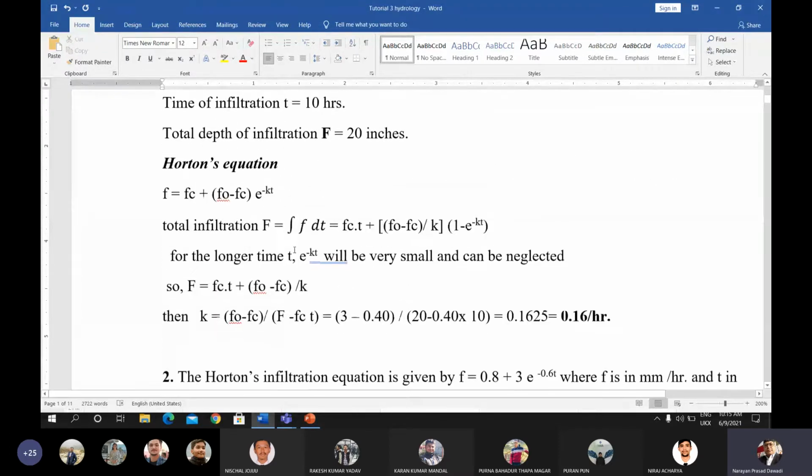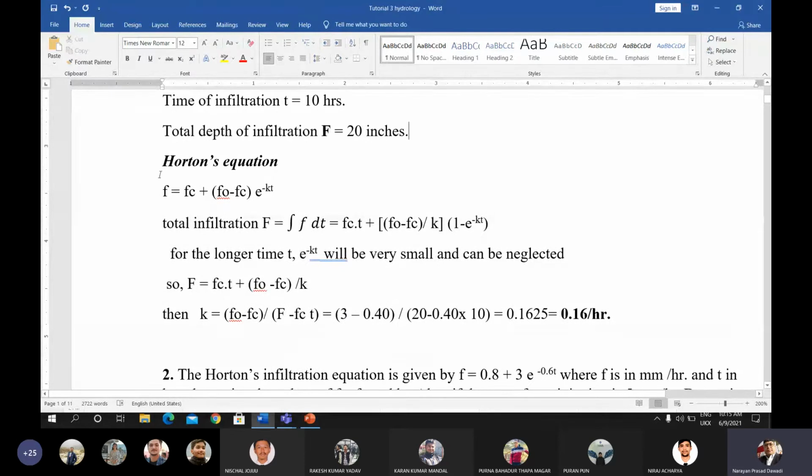Now, look at Horton's equation. The rate of infiltration f is equal to fc plus f naught minus fc e power minus kt. This is the basic equation of Horton. Now, the total depth of infiltration is the integration of this Horton's equation from 0 to time t equal to 10 hours. We have to integrate this equation. Total infiltration is the integration of f dt from 0 to t.